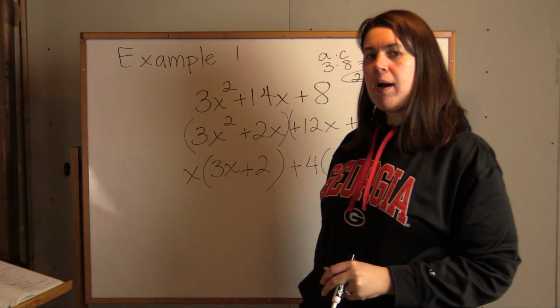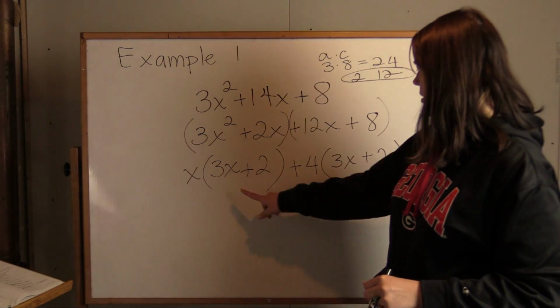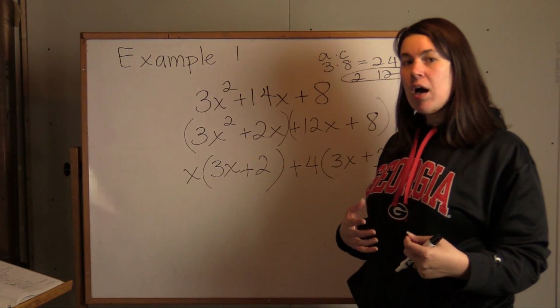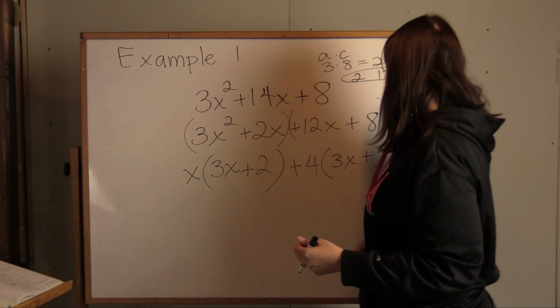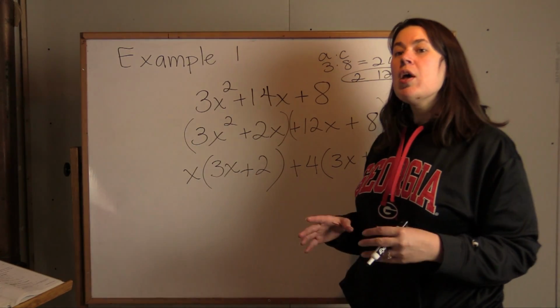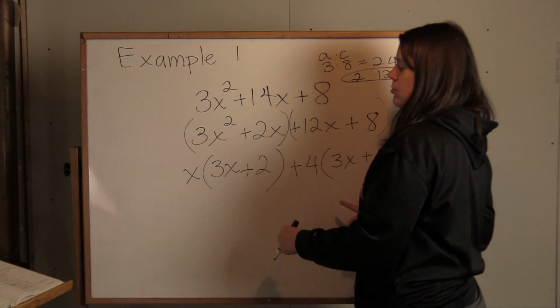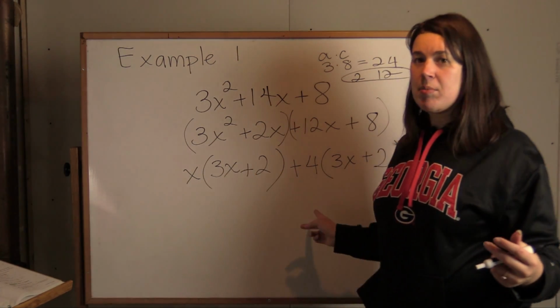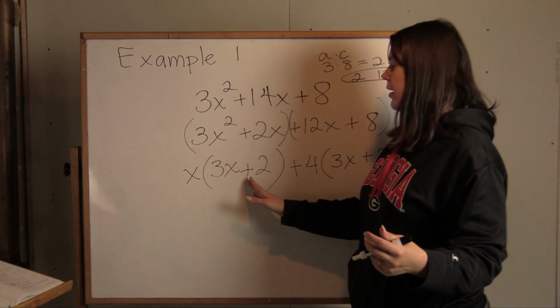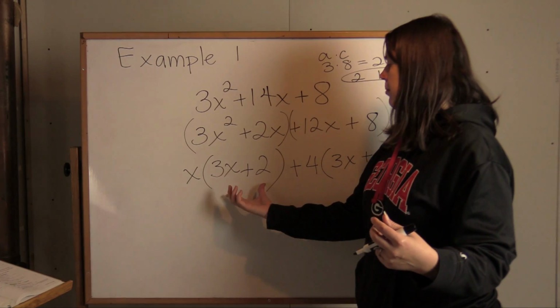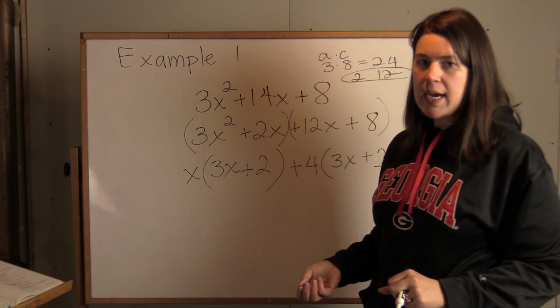Now, take a look at your problem. What do you notice? The parts in the parentheses are exactly the same. 3x plus 2, 3x plus 2. So when you do factor by grouping, the goal is that you'll have a similar set of parentheses of the same, I guess, binomial inside them.